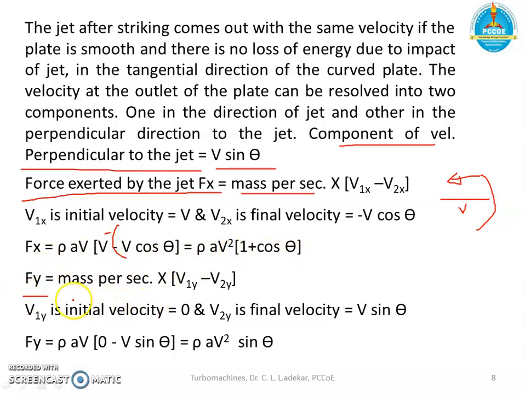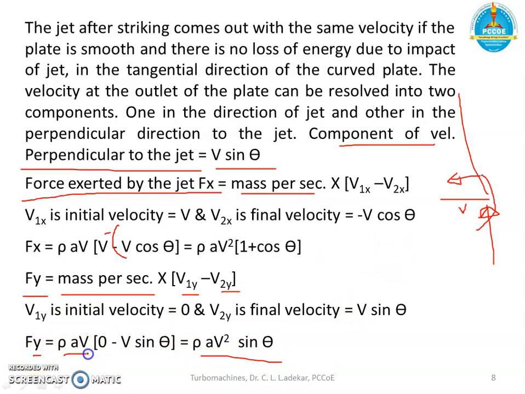Similarly, Fy you can calculate as mass per second into initial velocity in y direction minus final velocity in y direction. Is there initial velocity in y direction? No, there is 0 velocity in y direction, but the final velocity in y direction is v sin theta, and therefore you can write rho a v into (0 minus v sin theta). So it becomes rho a v square sin theta in magnitude. Is it clear?